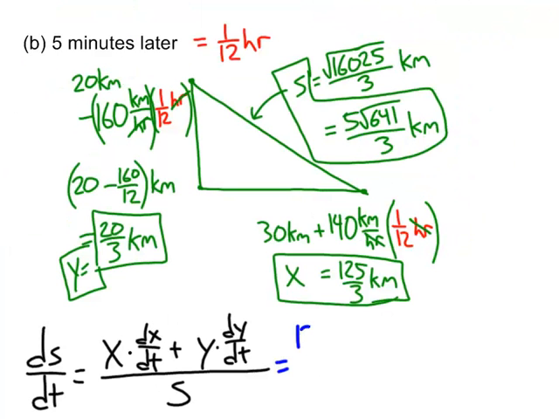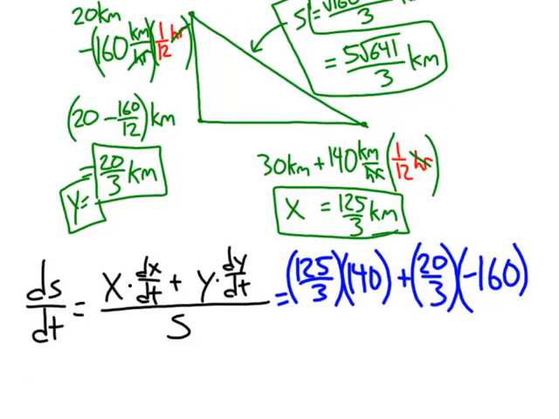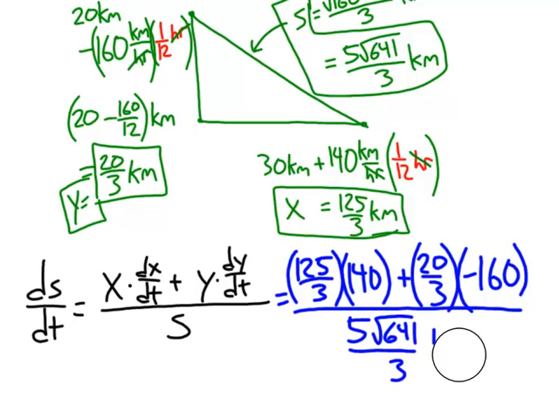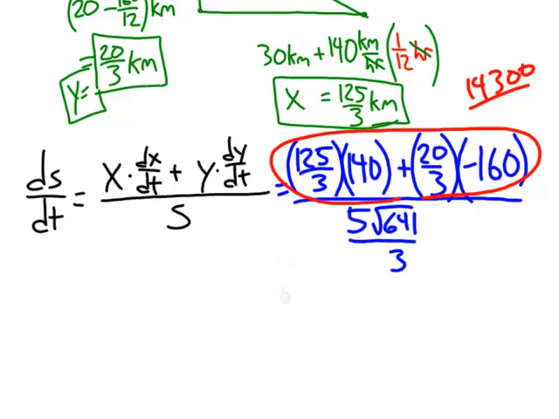Okay, x will be 125 over 3. All the units are agreeing with each other, so I'm just going to forego the units for now until the end. So 125 over 3, dx over dt is still 140. And then our new y value is 20 over 3. And dy over dt, we said, was negative 160 kilometers per hour. And that was all over s, which is this crazy 5 square root of 641 over 3 kilometers. Just to be consistent, I said I wasn't going to write the units. All this numerator is going to give us 14300 over 3.